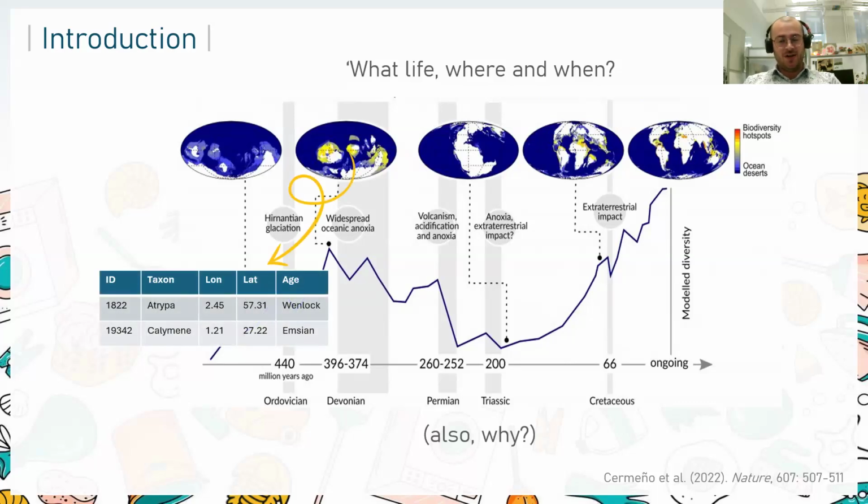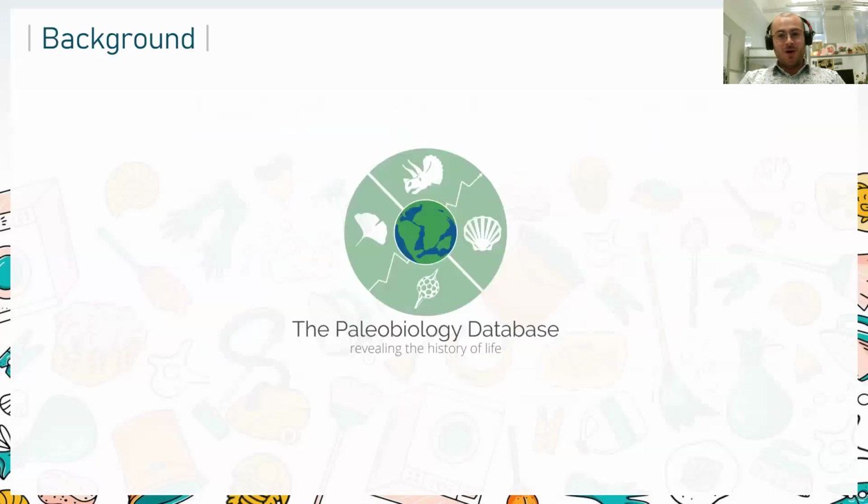Just as a little snapshot of what that looks like, just so we're all on the same page, we're talking about data sets which record unique instances of the presence of an organism in time and space, where we also know what taxon that organism is. So when I refer to fossil occurrence data, you can be thinking about a data table which looks something like this.